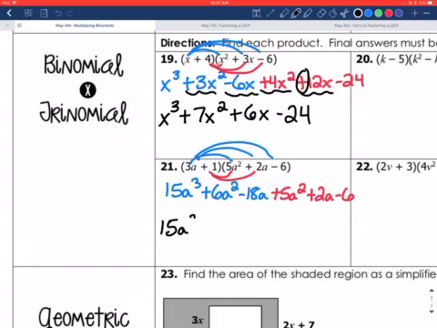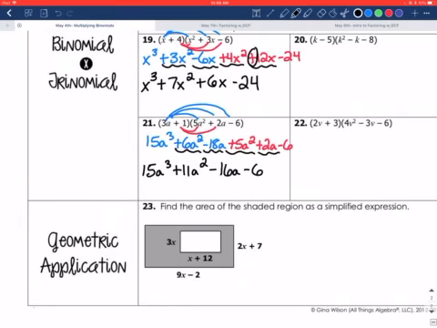So now we will just combine like terms. Plus 6a squared plus 5a squared, 11a squared. Negative 18a, positive 2a, minus 16a. And lastly, minus 6. And then always we have a challenge problem down here.